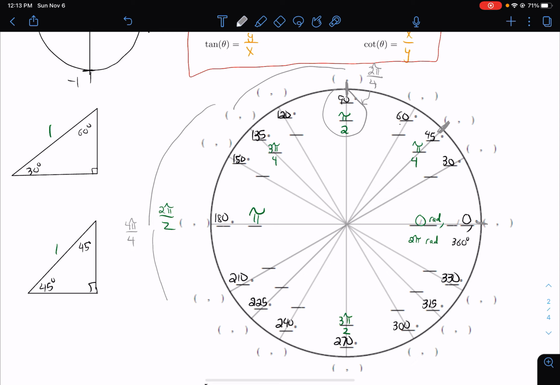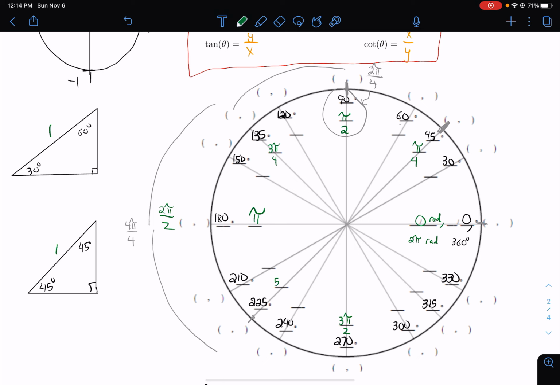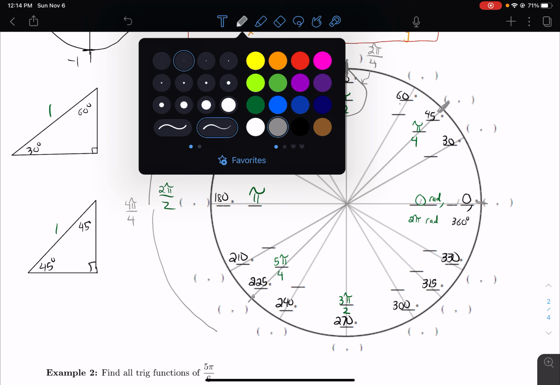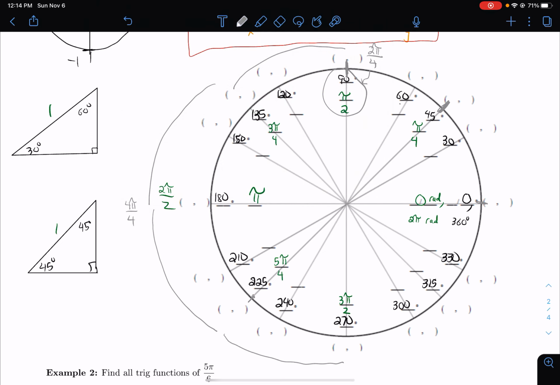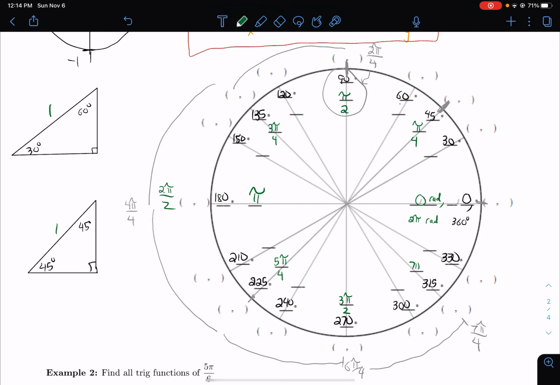If I go another pi over 4, that puts me here. That would be 5 pi over 4, the same thing as 225 degrees. If I go another pi over 4, that is 6 pi over 4, that's here. But 6 pi over 4 is the same thing as 3 pi over 2. If I go another pi over 4, another 45 degrees, that's here, 7 pi over 4.